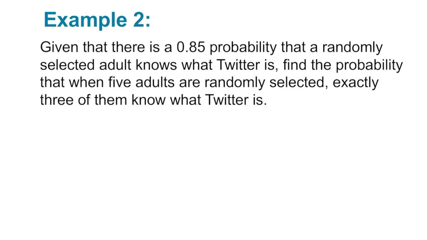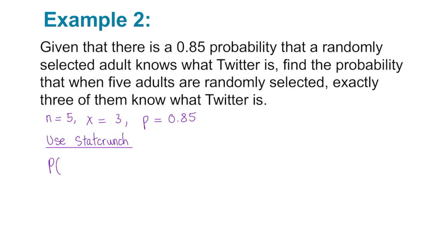Example 2. Given that there is a 0.85 probability that a randomly selected adult knows what Twitter is, find the probability that when 5 adults are randomly selected, exactly 3 of them know what Twitter is. From here, I know N is 5, X is 3, and P is 0.85. I am going to use StatCrunch to find the probability. I want to find the probability that x equals 3 because I want to know the probability that exactly 3 of them know what Twitter is.